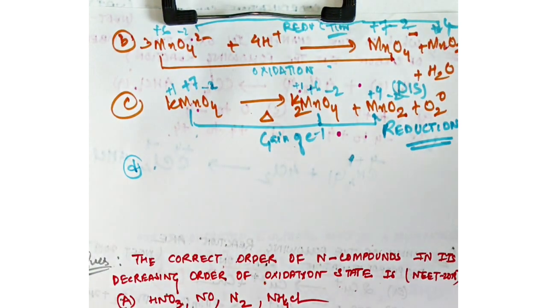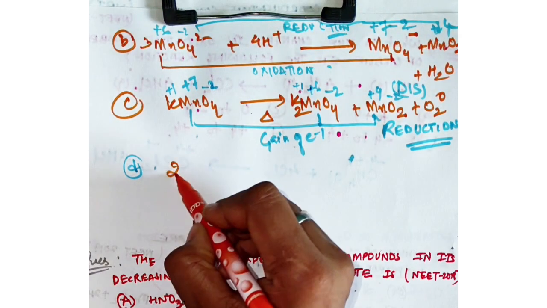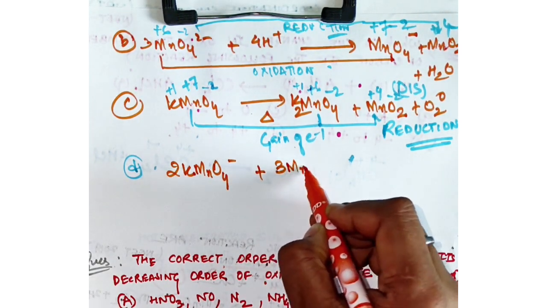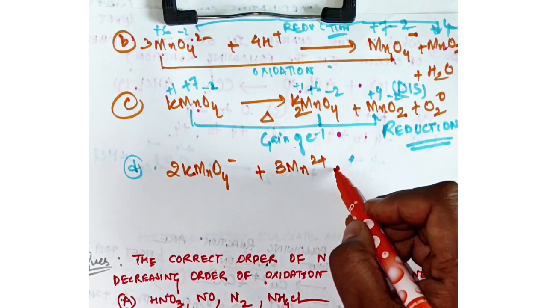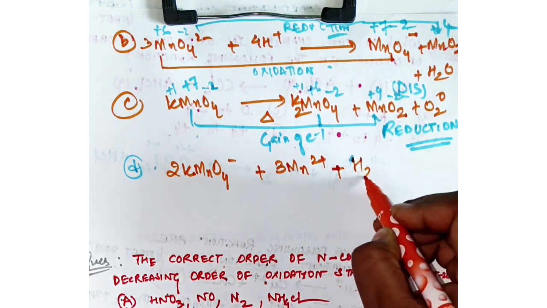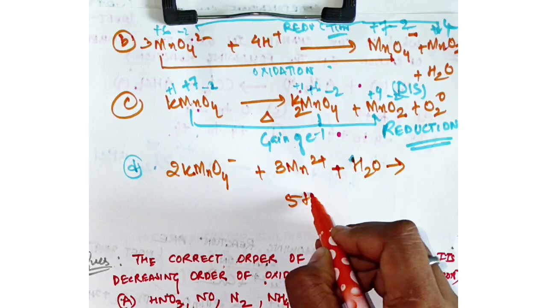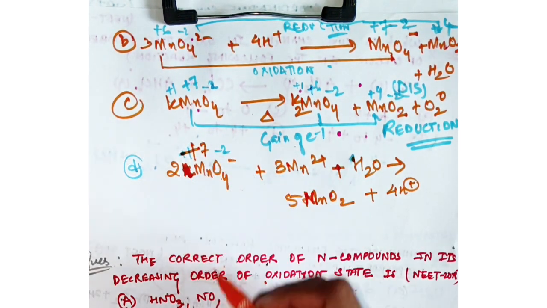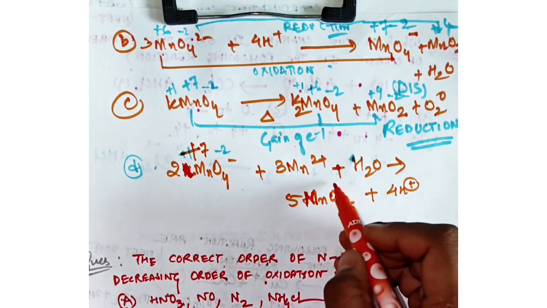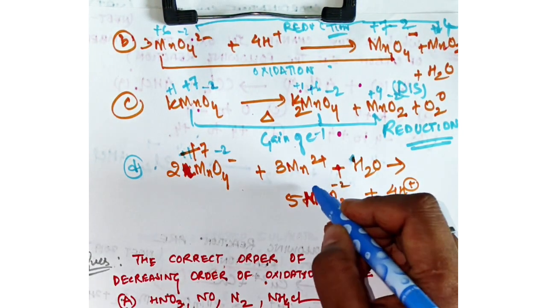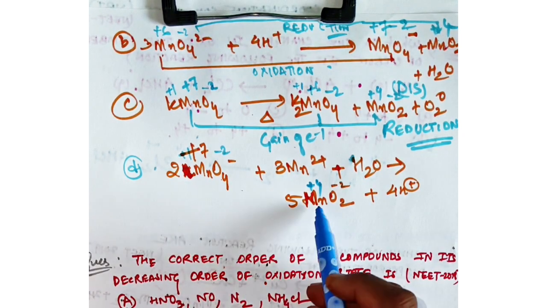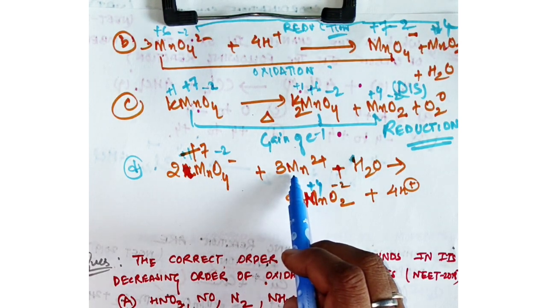And number D is 2KMnO4 plus 3 Mn2+ plus water gives you 5 MnO2. Here 4 2s are 8, minus 1, so it is +7 only. And here it is 2+, so it is forming -2, 2 2s are 4, so it is +4 oxidation state out here. So from +7 it is going to +2, gain of electrons. It's not a disproportionation reaction.